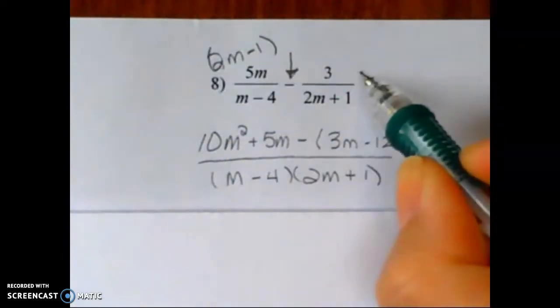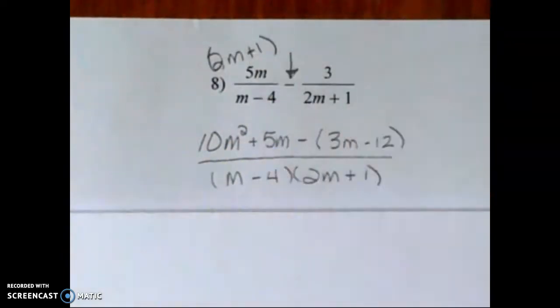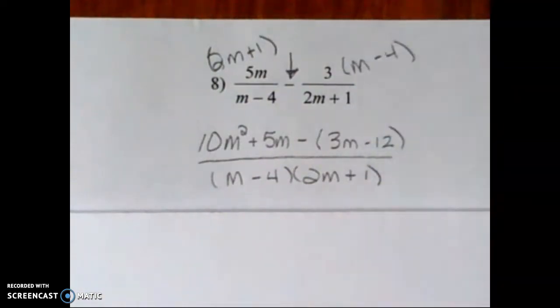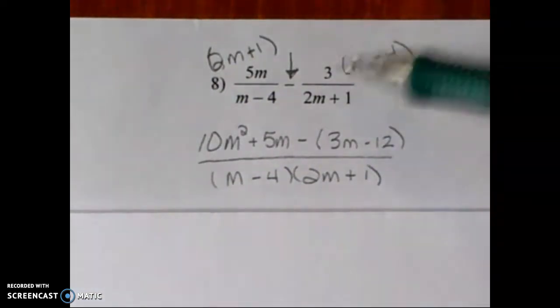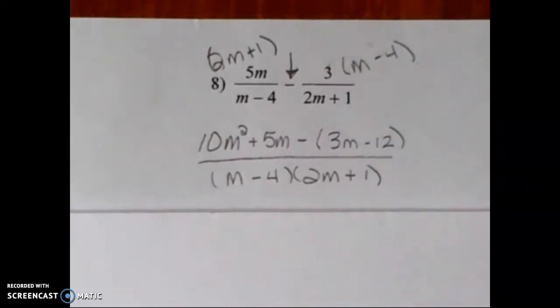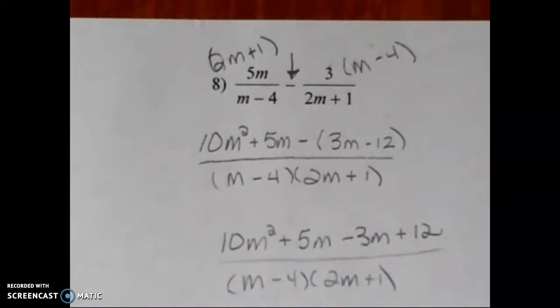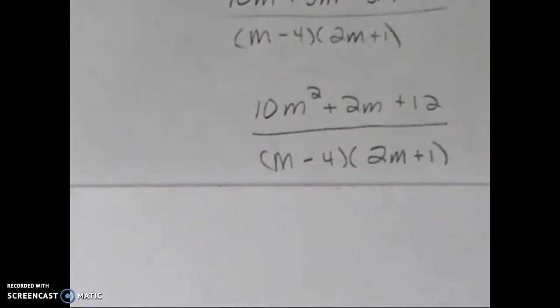I multiply here, that's a plus, sorry kids, plus 1. Multiply here by m minus 4. You distribute, and you distribute that minus sign, and then combine your like terms. Well, that was a fun one.